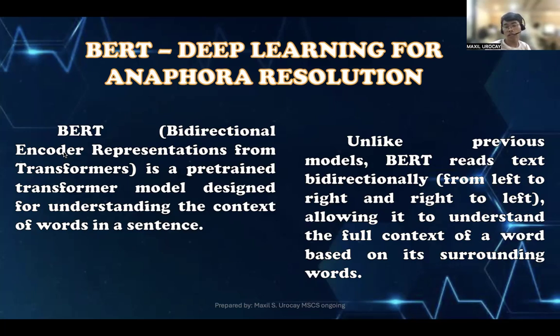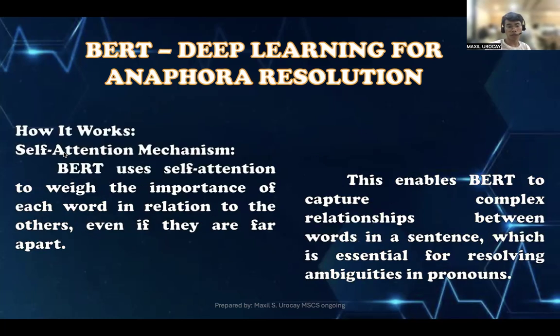This is really good since it processes the text bidirectionally, meaning it reads the text from both ends, left to right and right to left. This bidirectional understanding allows it to capture richer context and resolve ambiguities effectively. So, how does that work? Self-attention mechanism. BERT uses self-attention to weigh the importance of each word in relation to the others, even if they are far apart. This enables BERT to capture complex relationships between words in a sentence, which is essential for resolving ambiguities in pronouns.